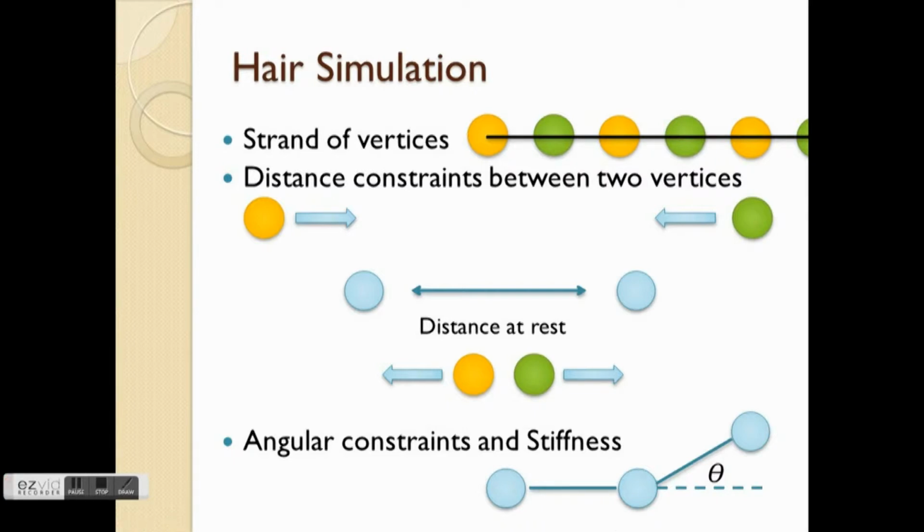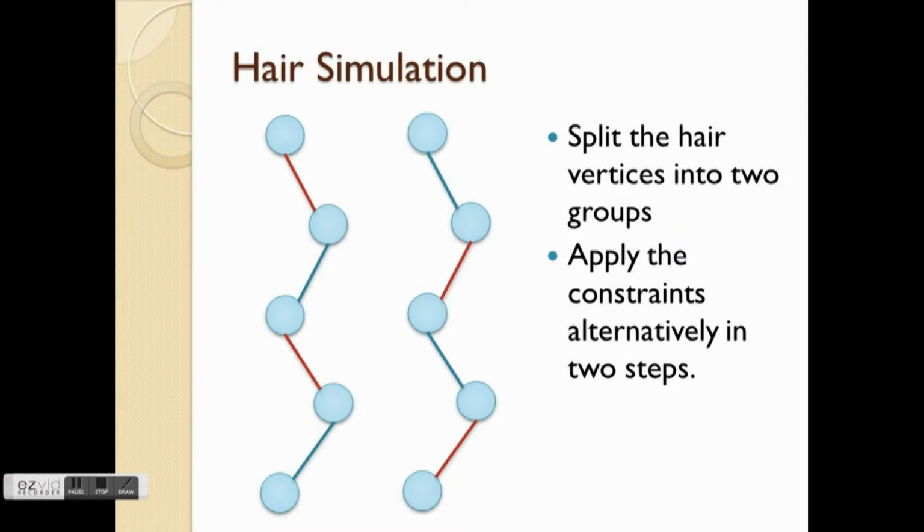So consider now we have a guide string, and there's a distance constraint that prevents two neighboring vertices from getting too close to each other or too far from each other by adding opposite forces. And we have an angular constraint. However, we cannot apply those constraints to all the vertices at the same time, because one vertex is constrained to the vertex before it and also the vertex after it. So we have to split the vertices into two groups and then apply the constraint in two steps.